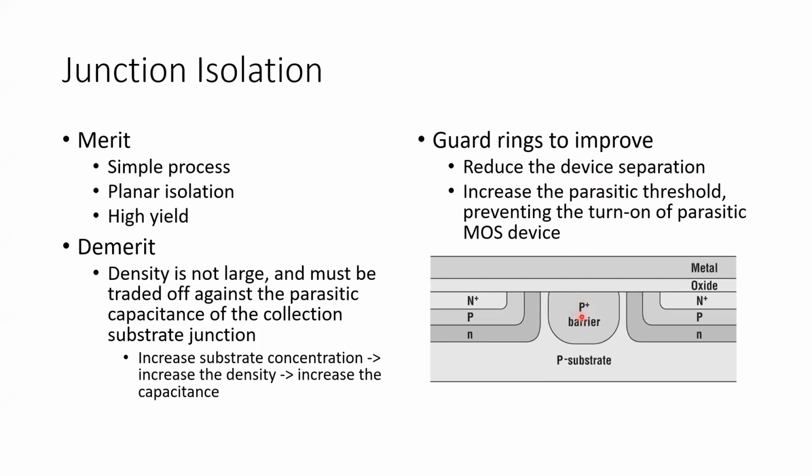We make a P plus barrier in this P substrate. This way the needed spacing can be made smaller, we can improve the density and decrease the device separation. This is the basic junction isolation.